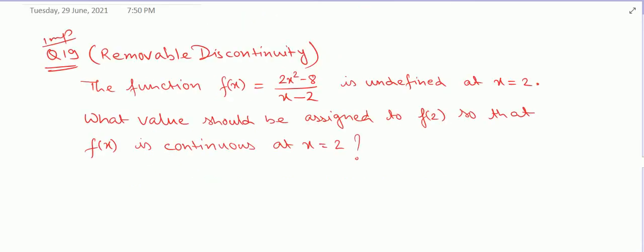Okay. Next question is question number 19. These type of questions are important. Removal discontinuity. Here they have given function f(x) equal to 2x square minus 8 upon x minus 2. Clearly you can see that if x is equal to 2, then it is not defined. So here they have mentioned that it is undefined at x equal to 2. Now what value should be assigned to f of 2 so that this function becomes continuous at x equal to 2? Clear? That means they are trying to say this actually.